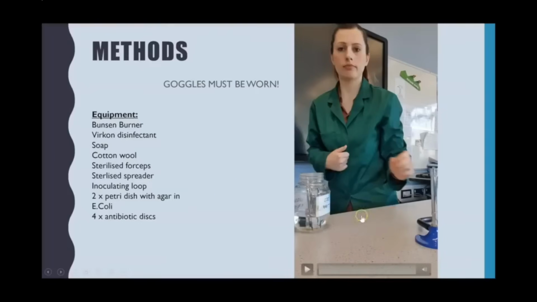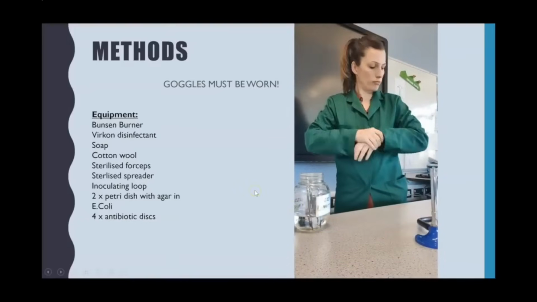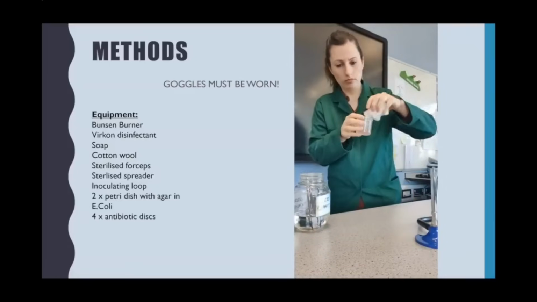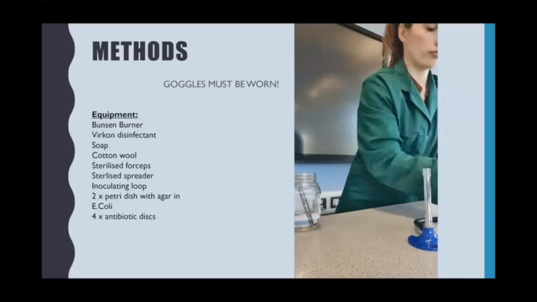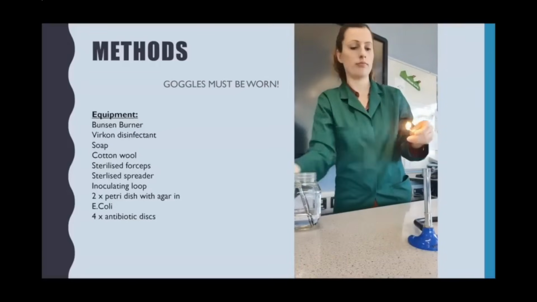So I've got an equipment list here, and at the same time we can have a look at the experiment. So I've washed my hands with soap. Then I'm going to sterilise the surface with Virkon. Get the Bunsen burner onto the roaring flame is the next step.